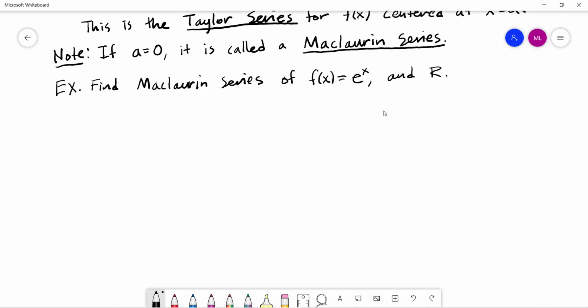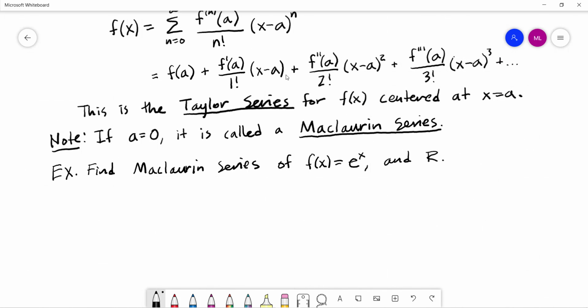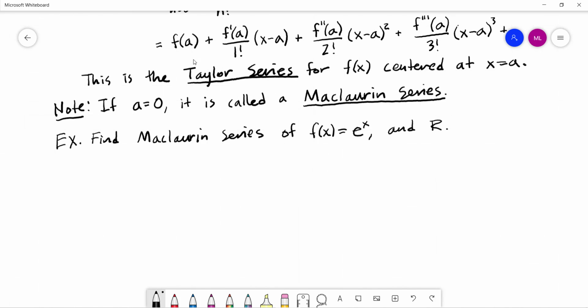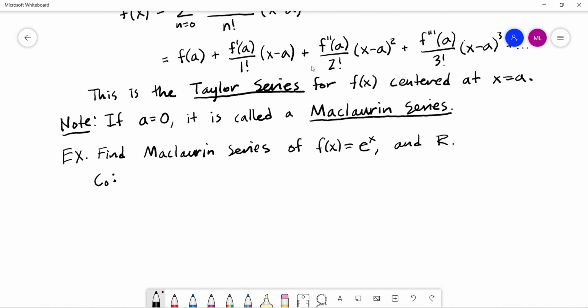Okay, so to find the Maclaurin series, I want all of these terms. I want to find C0, C1, and so on. If we're trying to find C0, the first term, remember our C0 term is basically just f of a. So in this case, it's simply f of 0. In fact, let me not even do this with a colon here. It's literally equal to f of 0, so let me just write an equal sign here. C0 is f of 0 in this case.